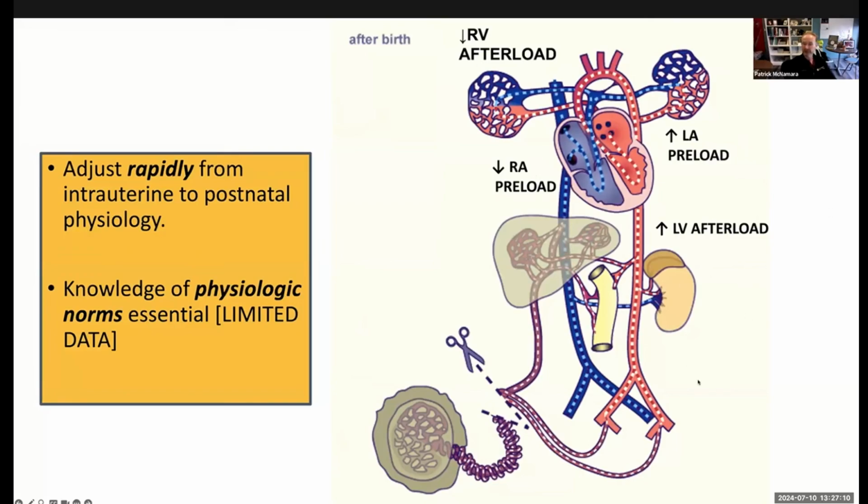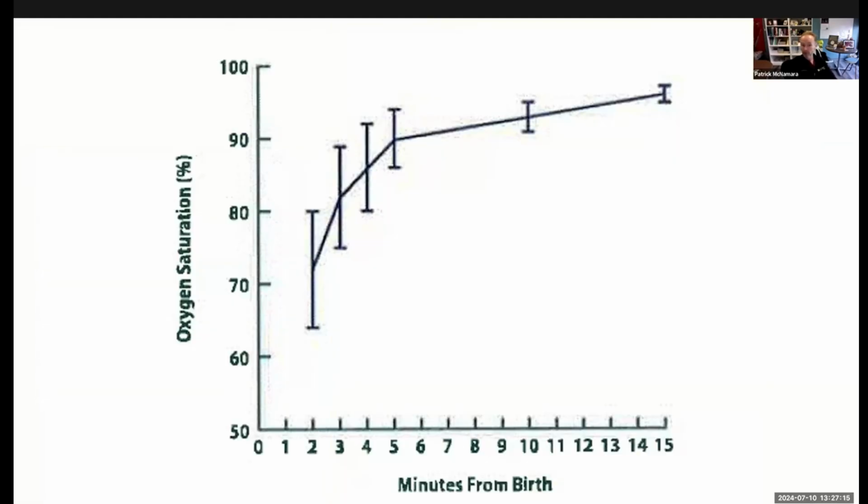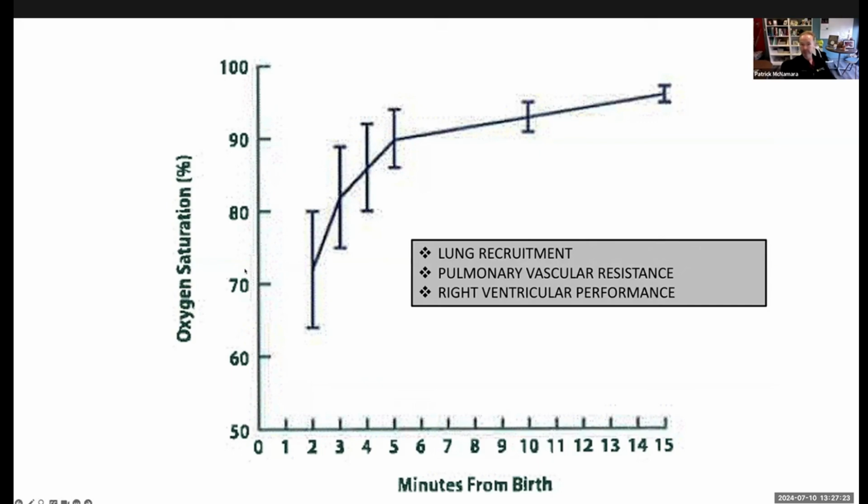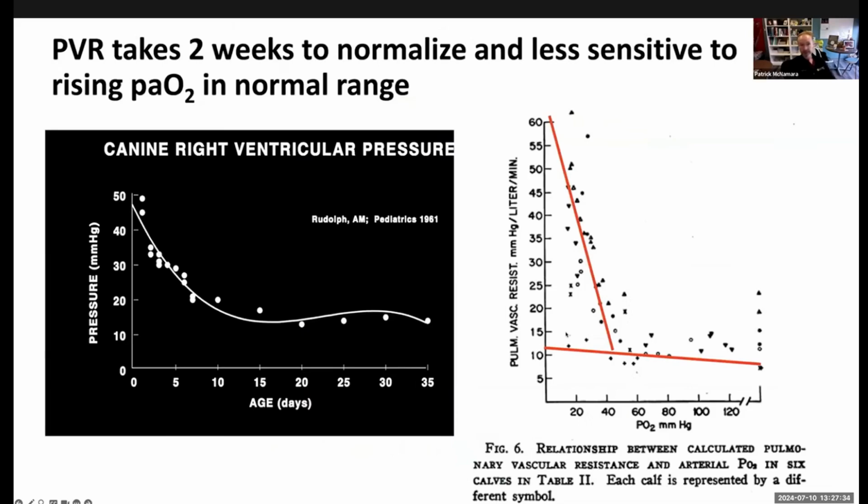And it's important to remember these things when you're dealing with sick babies. So when you're born, saturations are not 100%. They take 5 to 10 minutes to increase, and that's because there are changes in physiology that occur. It takes time to recruit the lung. PVR will fall, and the RV needs to adapt to the changes in loading conditions, and that doesn't occur immediately.